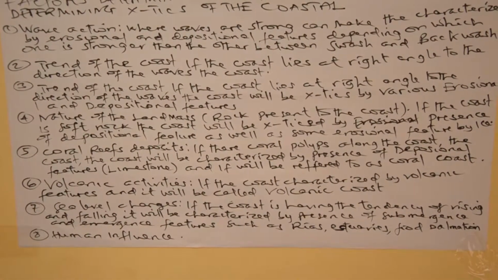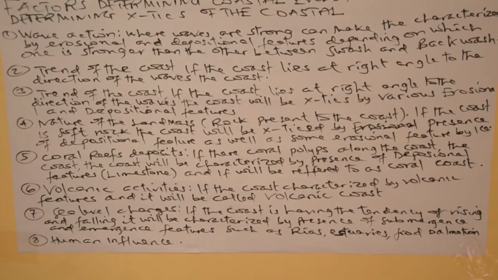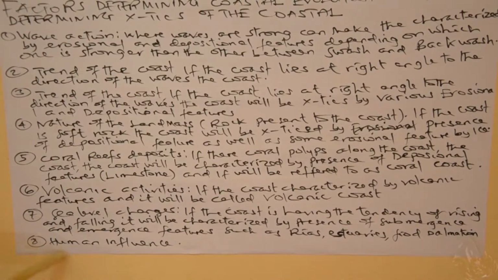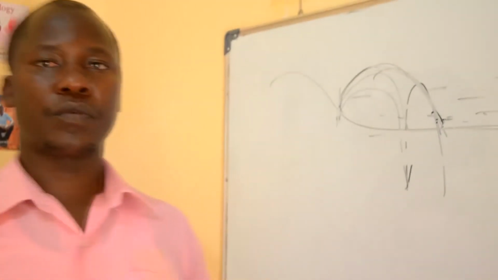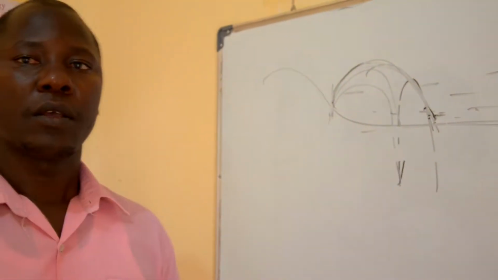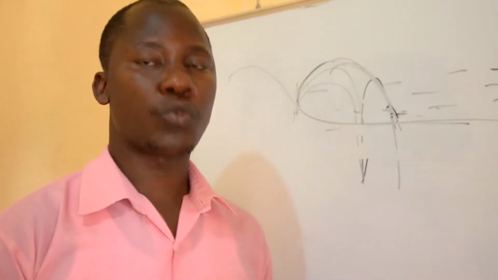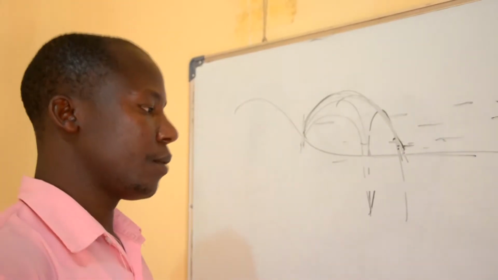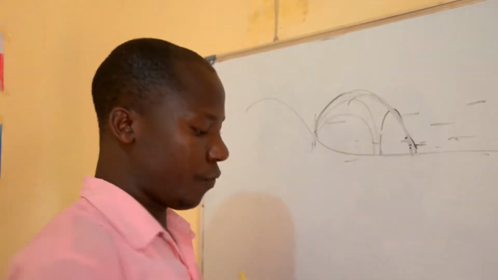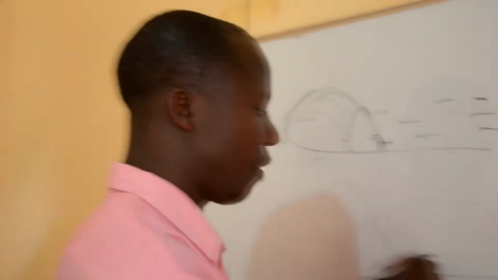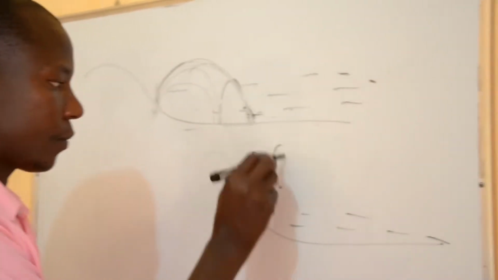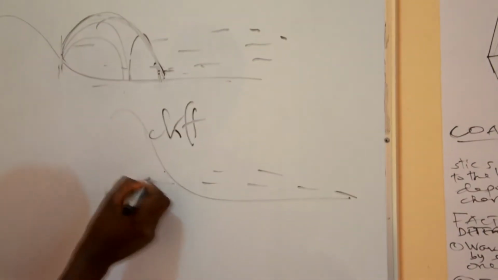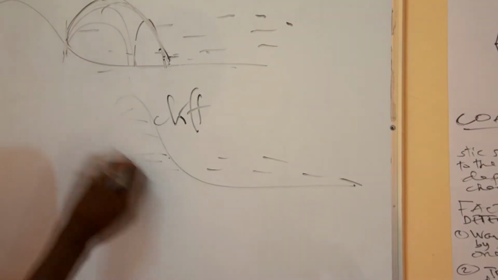Another factor that can cause the evolution of coast is human influence. Human beings can cause the presence of either erosion features or depositional features through various activities, such as wall construction. Wherever you construct a certain wall, you will be avoiding more erosion in a particular coast. But wherever this wall is absent, erosion will take place and the coast will be changing.